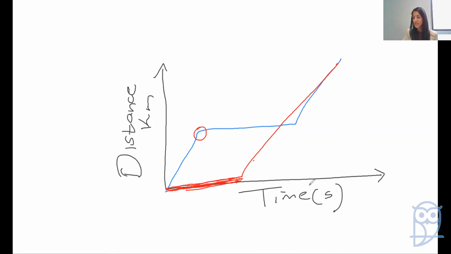The motion of an object can be displayed on a distance-time graph. If an object is traveling at a constant speed, the distance-time graph is a straight line. For example, I'm going to clean this out and share a screen with you.